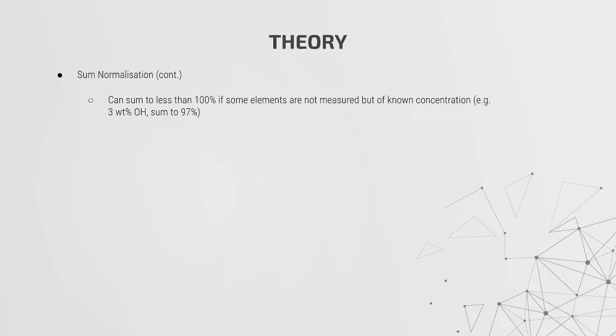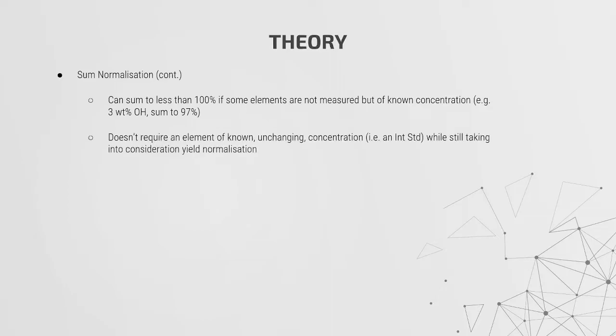We can use different numbers other than 100% if we know that there are some elements that we haven't measured that are in our sample. So for example, if there were 3 weight percent volatiles, and we know that we can't measure oxygen or hydrogen, then we could say that we know our sum should come to 97% instead of 100%.